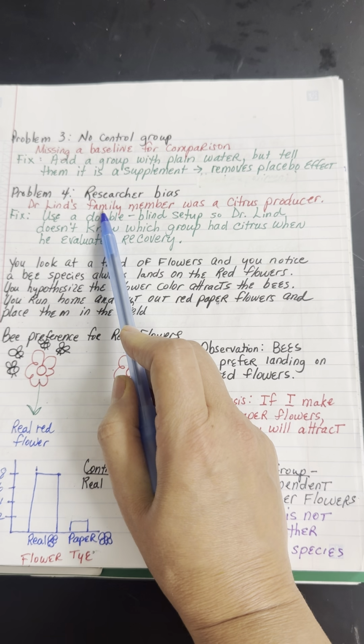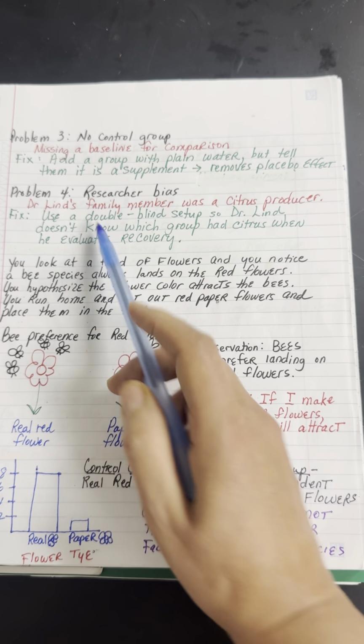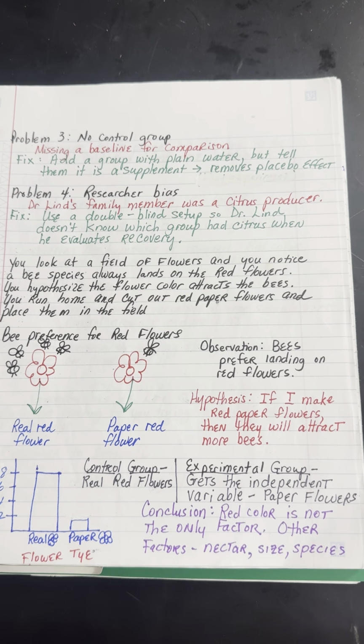Dr. Lind's family member was a citrus producer. The fix is you're going to have to use a double-blind setup so Dr. Lind doesn't know which group had citrus when he evaluates recovery.